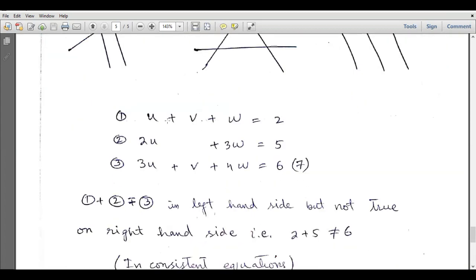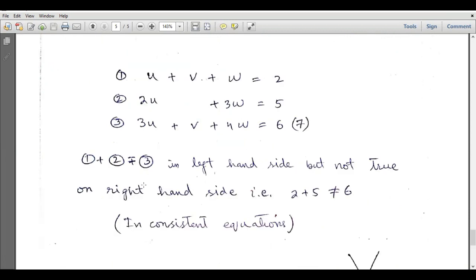Okay. So for example, if we have a set of three equations, all these three equations will correspond to three different planes. Let's try to solve this set of equations. 1 plus 2 is equal to 3, right? On the left hand side, but not true on the right hand side. That is, 2 plus 5 is not equal to 6.